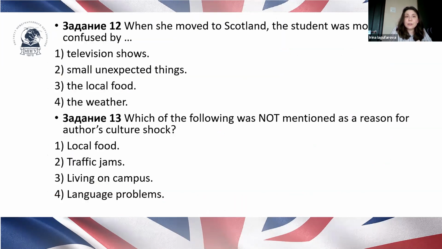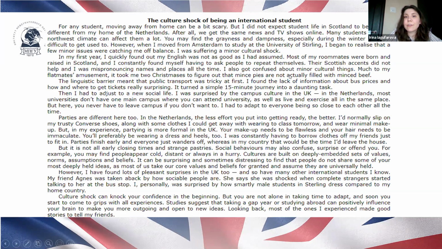So, what about the first variant? Local food. And here we have that it took me two Christmases to figure out that mince pies are not actually filled with minced beef. So here we have that one of her culture shocks was connected with the local food.